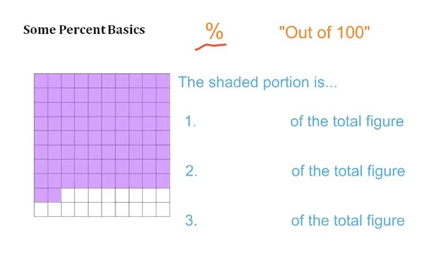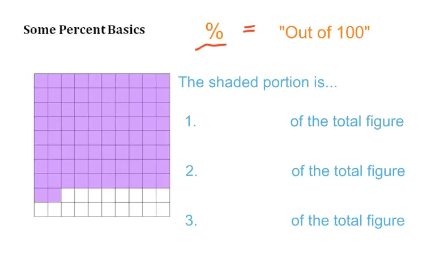But one thing that might be helpful to know is percent comes from a Latin phrase per centum, which really can be interpreted as out of 100. So percent means out of 100. Using this, along with our decimal and fraction knowledge we've discussed previously, let's make 3 statements about the shaded portion of the figure I have at left here.